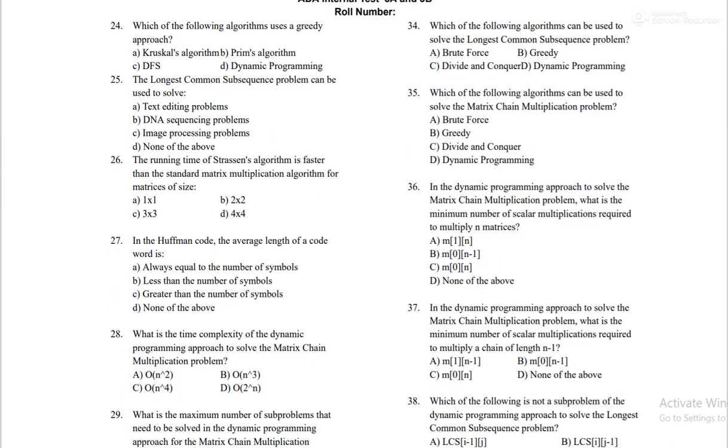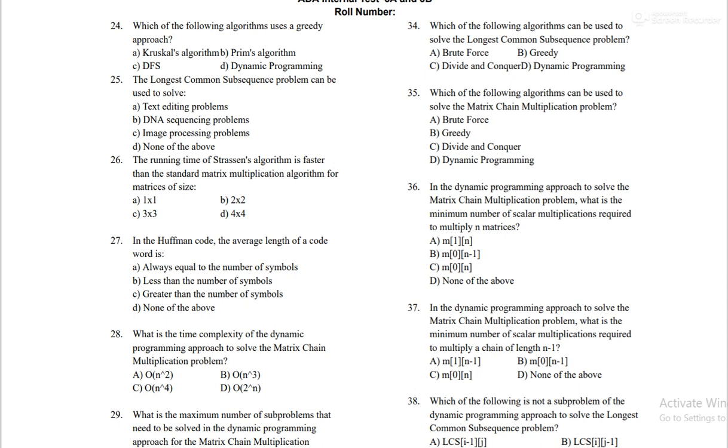Question 34. Which of the following algorithms can be used to solve the longest common subsequence problem? The longest common subsequence problem uses the dynamic programming approach. So here the correct option is option D. Question number 35. Which of the following algorithms can be used to solve the matrix chain multiplication problem? The matrix chain multiplication problem also uses the dynamic programming approach to find the solution by finding a recursive solution first and then optimizing that recursive solution.